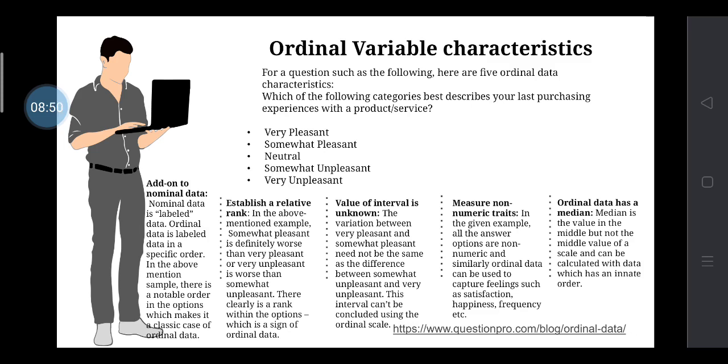Fourth, it measures non-numeric traits. In the given example, all the answer options are non-numeric, and similarly, ordinal data can be used to capture feelings such as satisfaction, happiness, frequency, and so on. Fifth, ordinal data has a median. The median is the value in the middle, but not the middle value of a scale, and can be calculated with data which has an innate order.